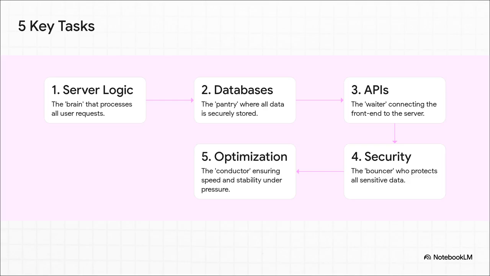Third, they create APIs. These are like the waiters of the digital world, shuttling requests from the front end to the back end and then delivering the data back to you. Fourth is security. This is huge. They're the bouncer at the door, protecting all that data and making sure only the right people get in. And finally, optimization. This makes them the conductor of the whole orchestra, making sure the entire system runs fast and doesn't crash, even if thousands of people are trying to buy concert tickets all at the exact same time.